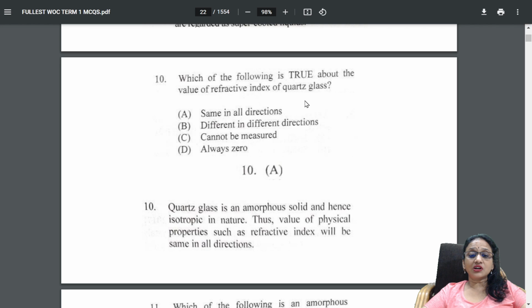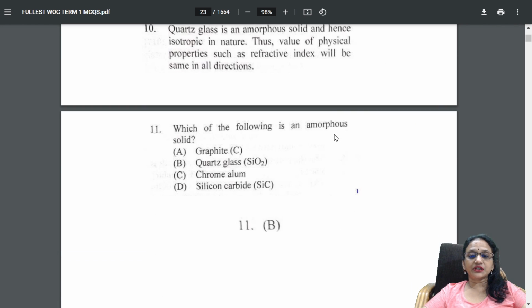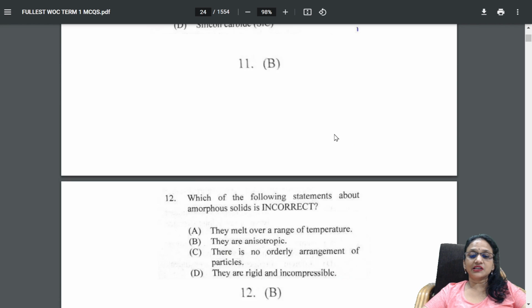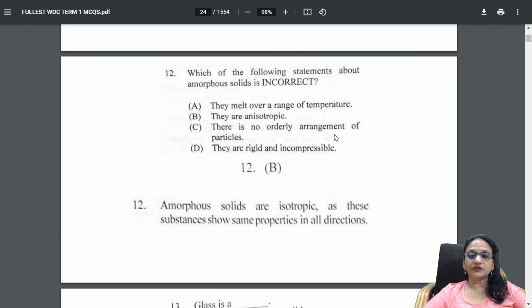Yes, quartz glass is an amorphous solid. The reason is given here. For amorphous solids, all the physical properties are the same in all directions. Correct? So same in all directions is an option. Like that, I have given questions on amorphous solids here. Then the examples. In amorphous and crystalline solids, almost 10 to 15 questions are there.